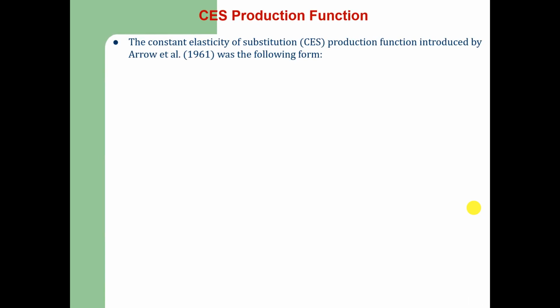I'll discuss first about the constant elasticity of substitution production function, a little bit of its history and various functional forms. Then I would like to derive the marginal rate of technical substitution between two inputs, and then I would like to derive how we can calculate the value of the elasticity of substitution, that is sigma, using a constant elasticity of substitution production function.